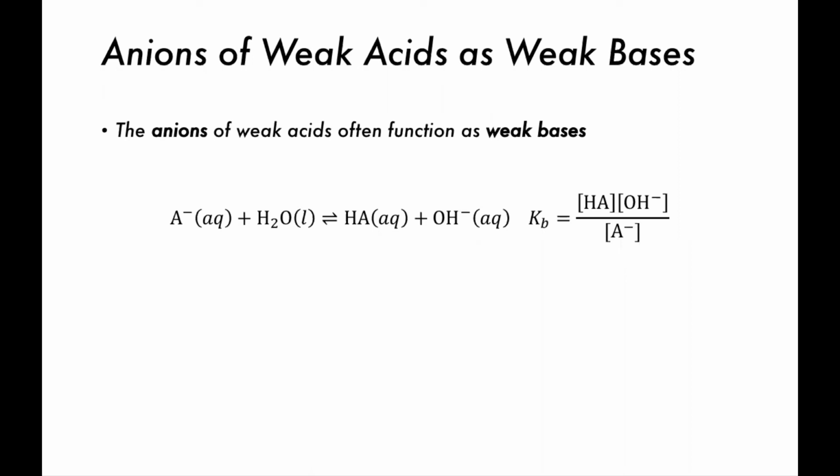So that A minus abstracting a proton obviously has a Kb value. I mean, it's working as a base, so there must be a Kb value associated with that. This Kb is equal to the products over reactants, where the Kb is equal to Kc times the concentration of water, which is usually just taken as 1. So a solution of HA is acidic, while a solution of A minus is going to be basic.